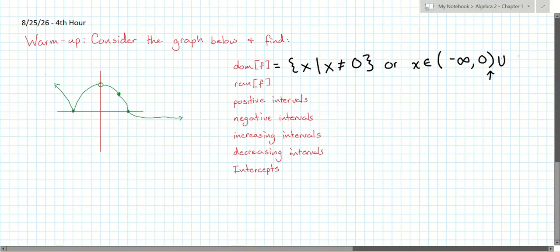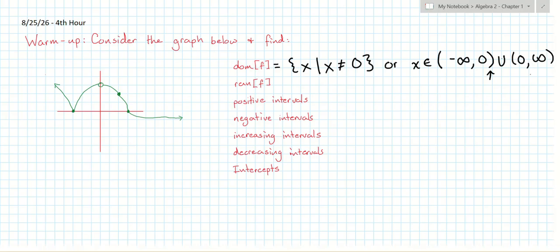Union, same thing. We're going to start at 0, but we don't touch it, and we go all the way out to infinity. Those are equal answers. They mean the exact same thing. Every x that's not 0 is the same as saying everything from negative infinity to 0, not including 0, and then 0 to infinity.